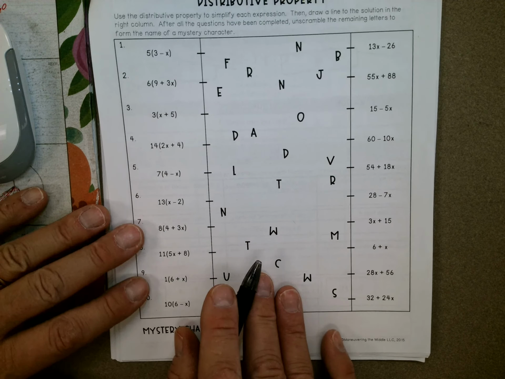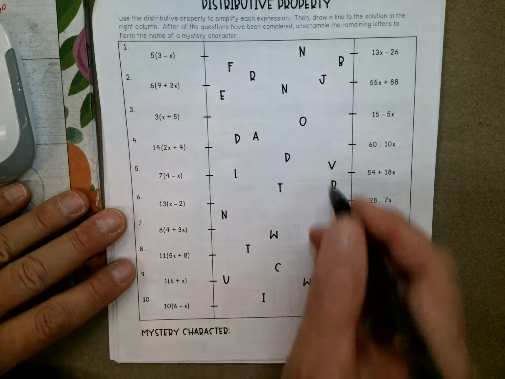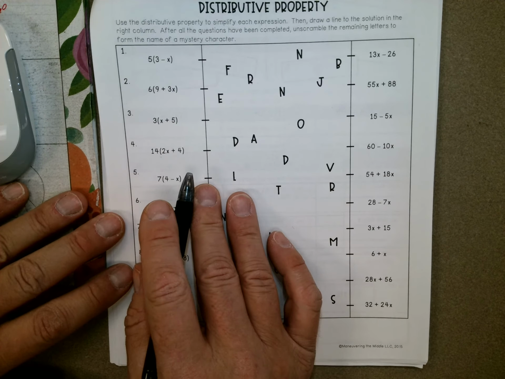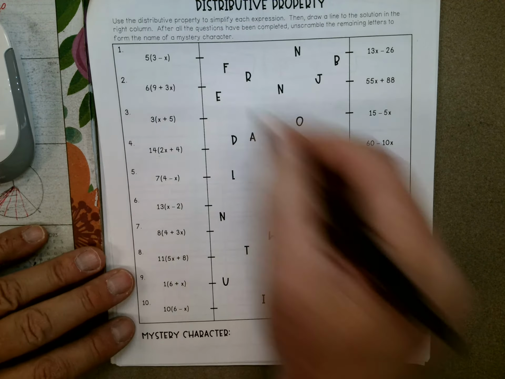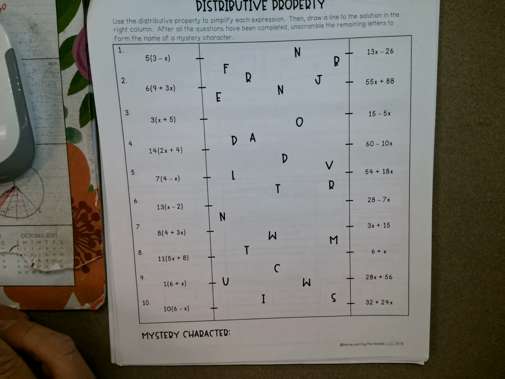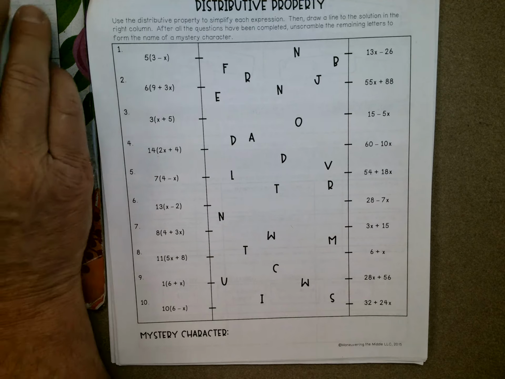All right, so again, take your time, draw your lines, and see who the mystery character is. All right, but draw those lines, distribute through, and try and get a straight edge and draw your correct areas. Okay, this is the homework for Thursday.